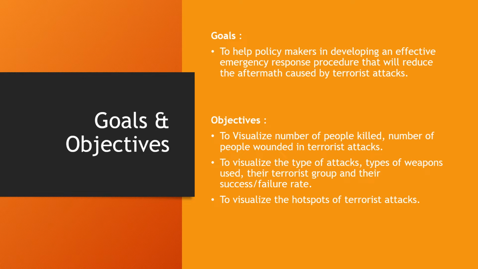And the objectives are to visualize the number of people killed and the number of people wounded. What are the types of attacks that have been occurring? What are the types of weapons that are used in these attacks? What are the terrorist groups that are active in this region? What are their success or failure rates? And what are the hotspots of the terrorist attacks in the Middle East and North Africa? Let's move on to the next section.